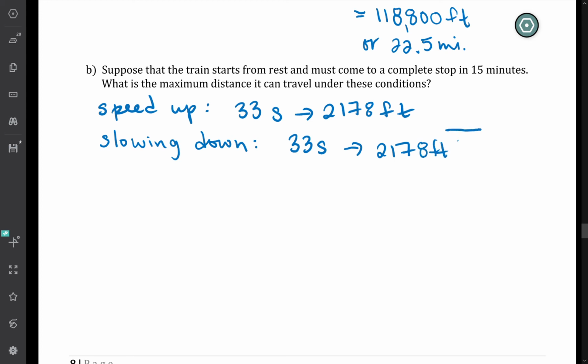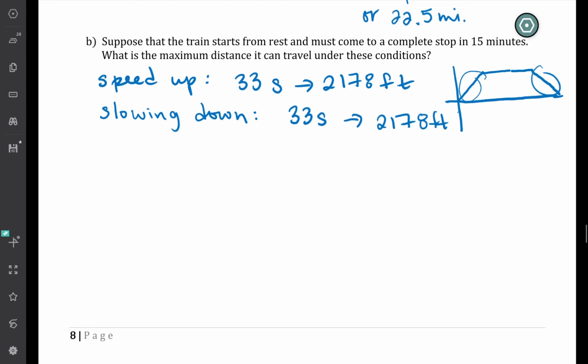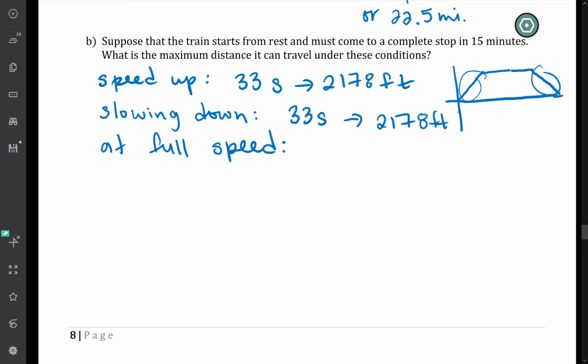So if it helps at all, my visual on this is we speed up, we have constant acceleration, and then we maintain that velocity, and then we slow down, and we have some definite symmetry going on between these two parts. Okay, so speed up, slowing down, and then at full speed. Okay, so we have a grand total of 15 minutes.